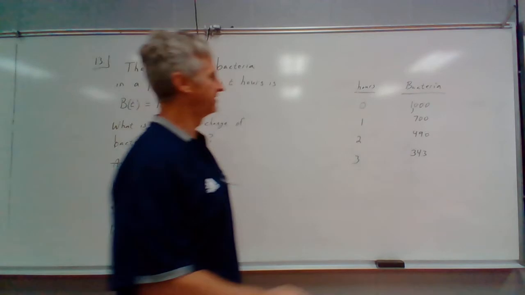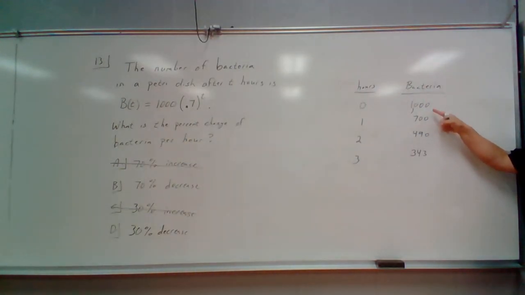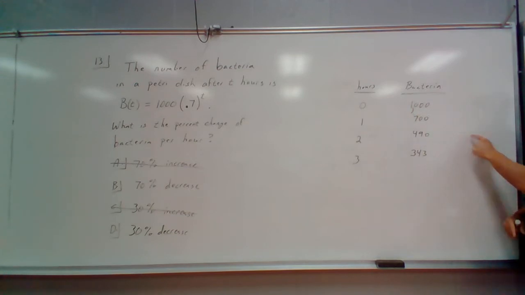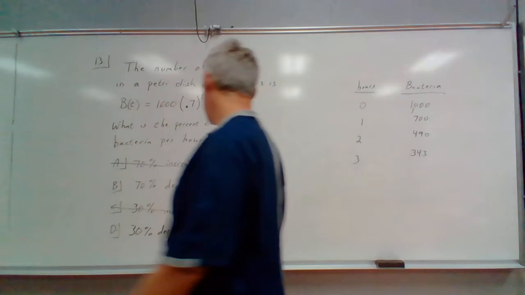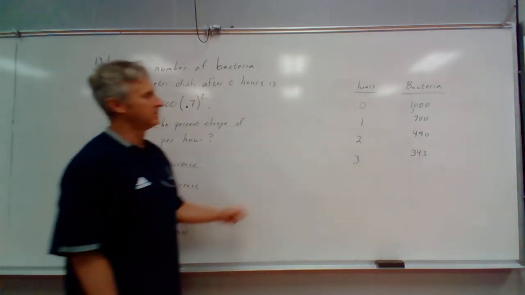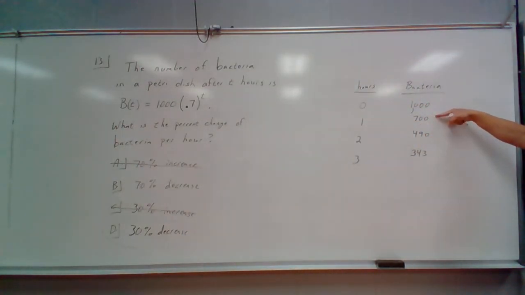Well, that's pretty easy to figure out. If I'm going from 1,000 to 700, I went down 300 bacteria, right? So I've decreased by 300 bacteria. 300 is 30% of 1,000. So I have decreased by 30% each time. Right? So I went down by 300, and 300 is 30% of 1,000, so I've decreased by 30%.